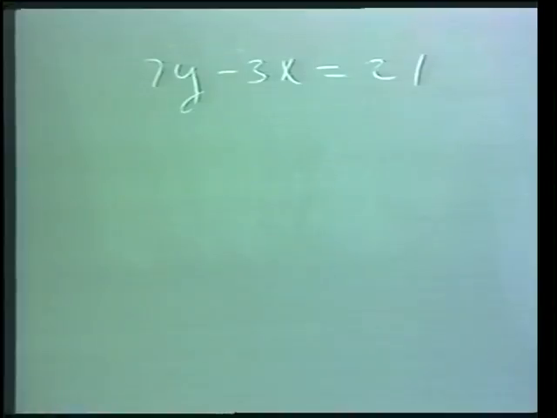What did you find for the slope of this line? Y equals... What's the slope of the line? 1. Nope, I didn't get 1. Lynn? 3/7. Okay, how do we find it?